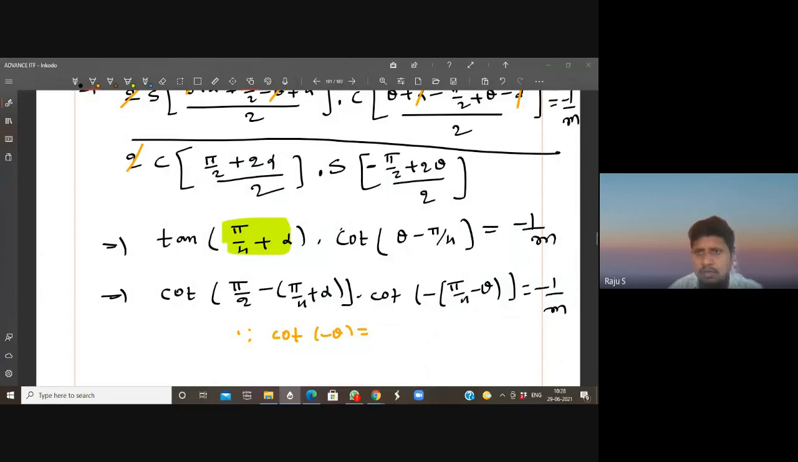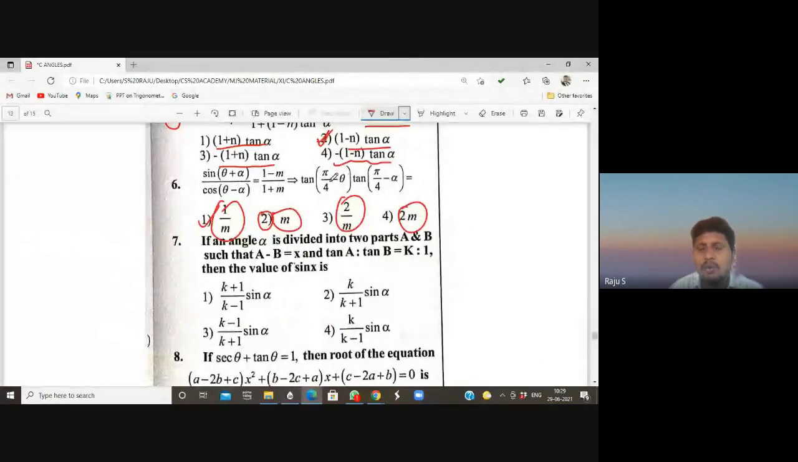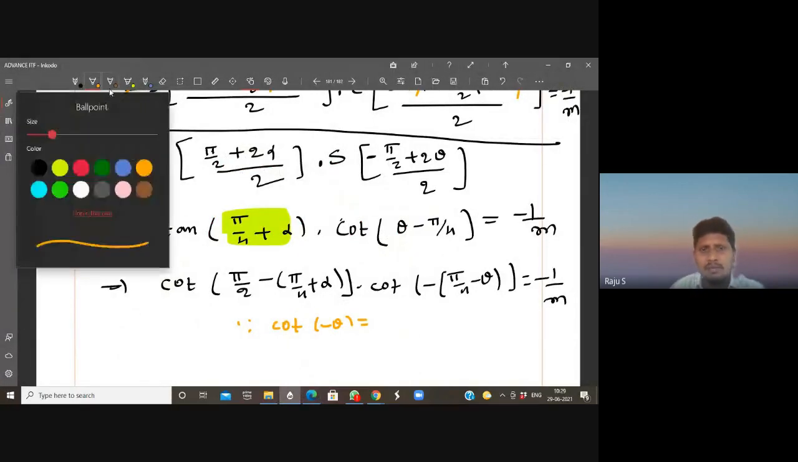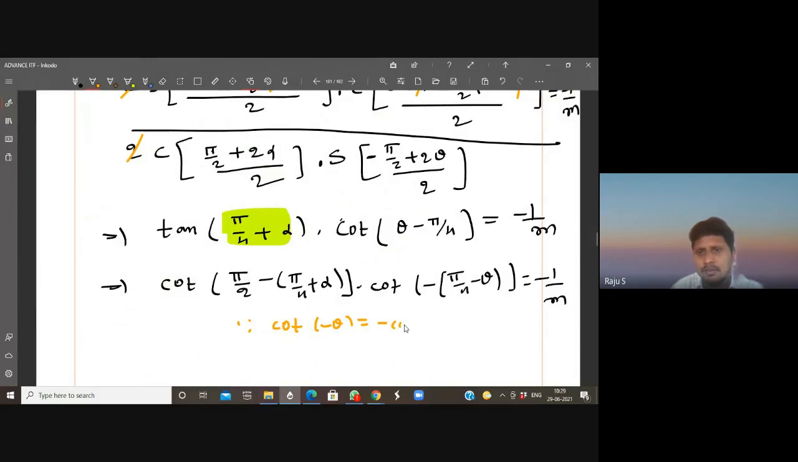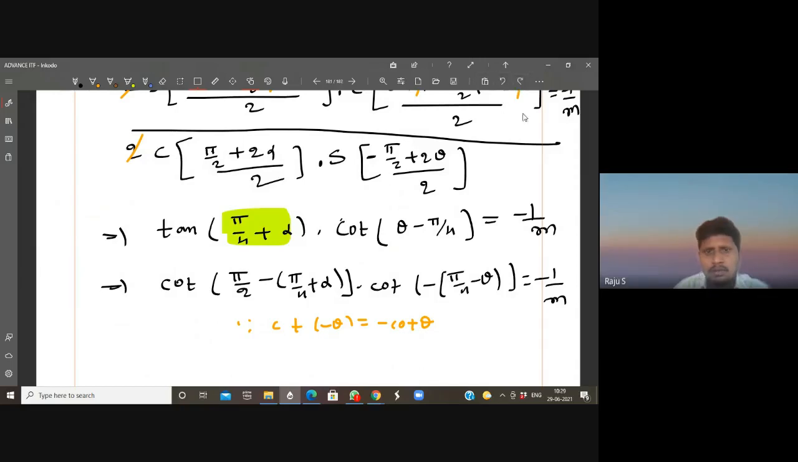Okay, students. So what do you observe here? When I simplify, here we got pi by 4 plus theta, but in the question they gave pi by 4 minus alpha, pi by 4 minus theta. And what is the formula for cot of minus theta? Minus cot theta. Am I right? Students, am I audible? Yes, sir. Okay, right.